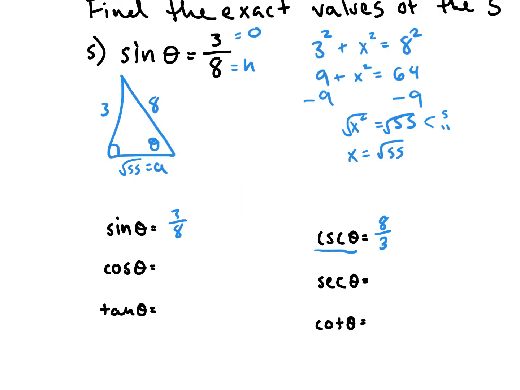Square root of 5. Cosine is 3. Oh no, I thought you said cosine, sorry. Cosine. Square root 55 over 8.